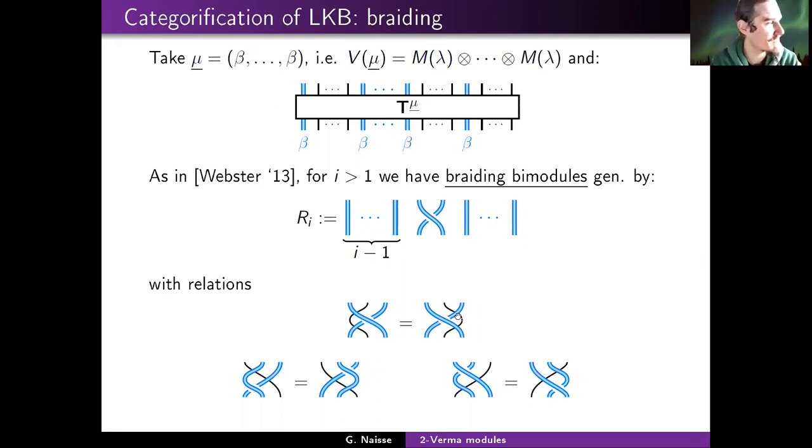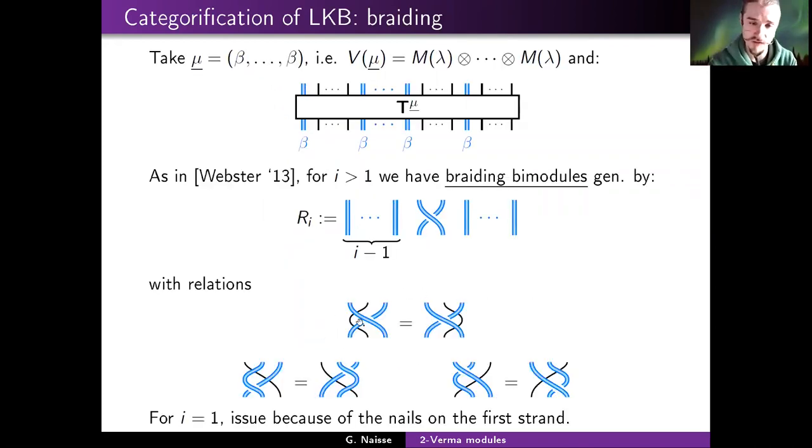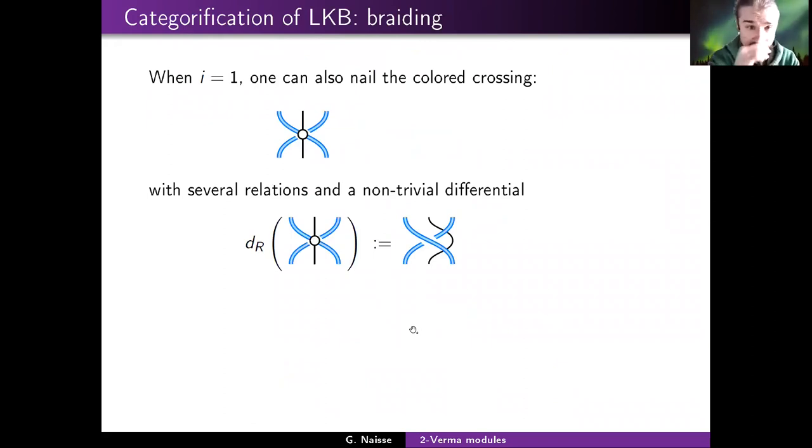But the thing is, because we obtain our DG algebra by DG enhancing the cyclotomic condition, it means that we also need to construct our braiding bimodule by DG enhancing this relation when I is one. And so the strategy is to add a new generator. Again, that would be the DG enhancement of the cyclotomic relation. This guy is zero when I is one. And so I draw it as a blue crossing with a black nail on top of it.